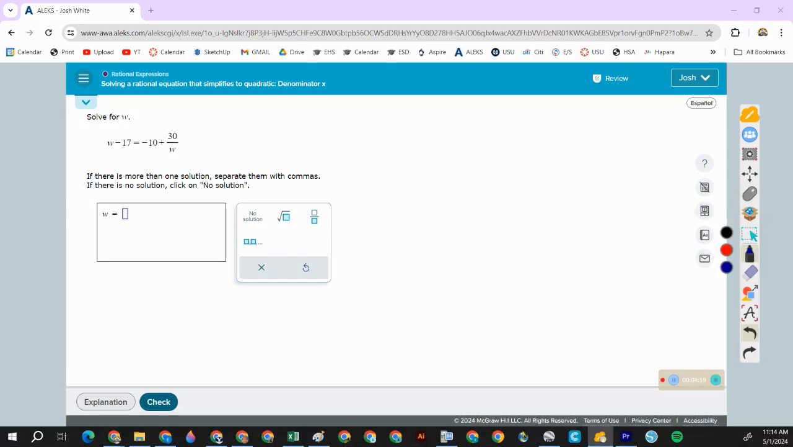All right, everything here needs a w in the denominator. So this needs a w over w, this needs a w over w, and this needs a w over w. So w squared over w minus 17w over w equals negative 10w over w plus 30 over w. Now everything has the same denominator, so I can delete the denominators as long as I remember w is not allowed to be 0.